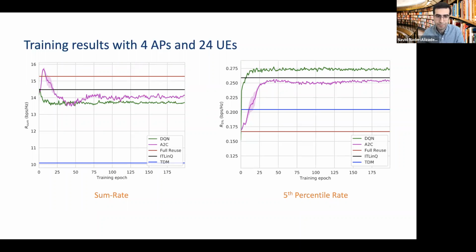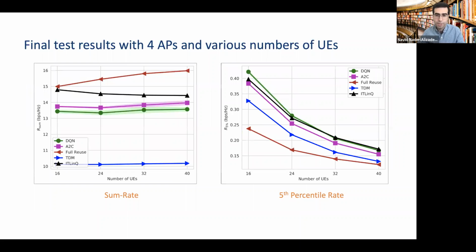So this is what's happening during training, but after training is done, as I mentioned, you can freeze the agent parameters and then test it on different scenarios. Here's a set of plots for, let's say, 4 access points, where we increase the number of users in the network from 16 users to 40 users. So on average, we have 4 users to 10 users per AP. And the color code is the same as the previous slide.